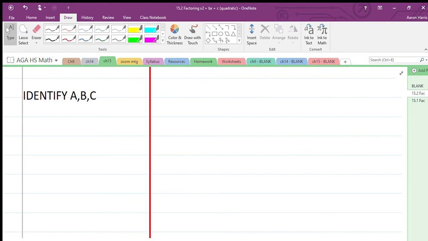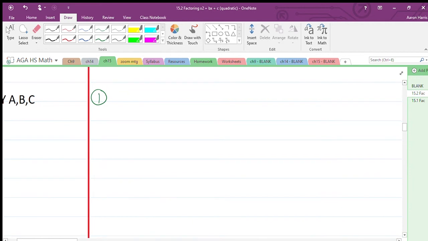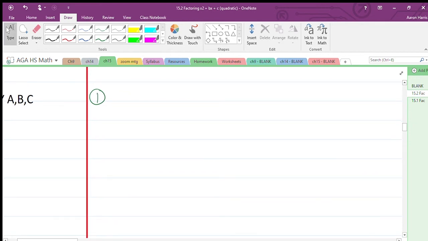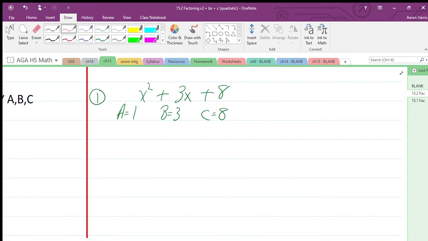Okay, so identify A, B, and C. That was the first step that we said we needed to do. And it doesn't matter what the quadratic is, we need to be able to identify A, B, and C. So I'm just going to write up a few examples. Let's say x squared plus 3x plus 8. A is equal to what? 1. B is equal to what? 3. C is equal to what? 8. You should be able to identify, if there's nothing there, that that's a 1.